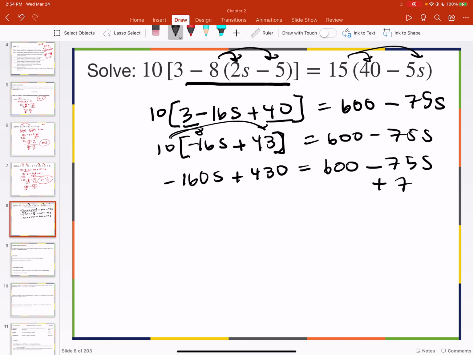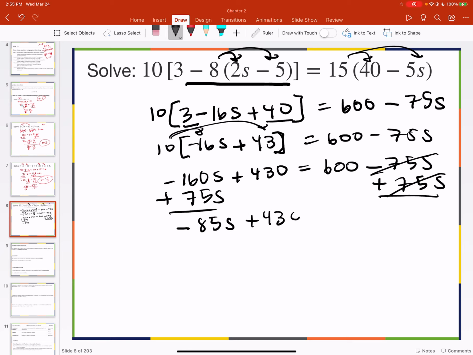So moving the s's to the left by adding 75s to both sides, that will cancel on the right-hand side, and we get negative 160 plus 75. We subtract, right? So that's going to be negative 85s plus 430. So just bringing this down, equal to 600.